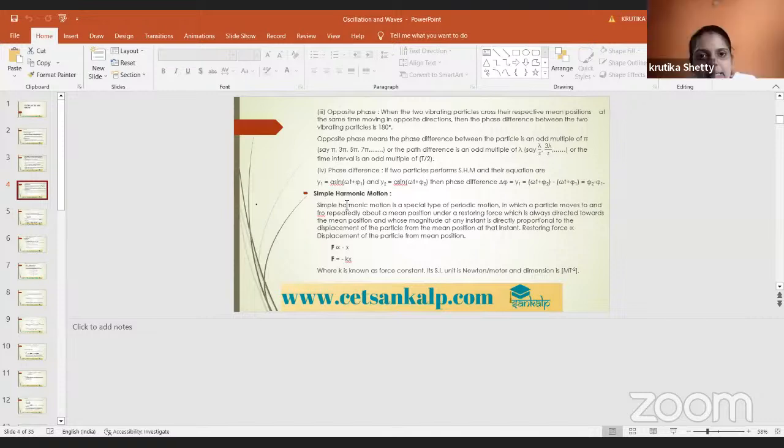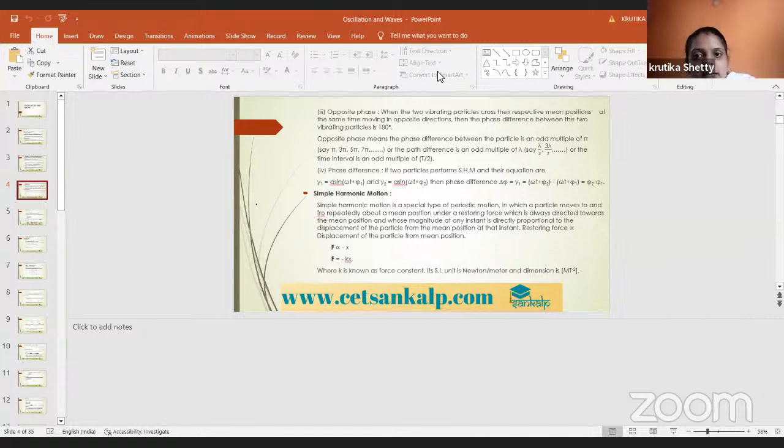So what is simple harmonic motion? The simple harmonic motion is also called SHM. This simple harmonic motion is a kind of periodic motion. Periodic motion, as we just saw, is a motion which repeats at regular intervals of time. Then what is the difference between periodic motion and simple harmonic motion?